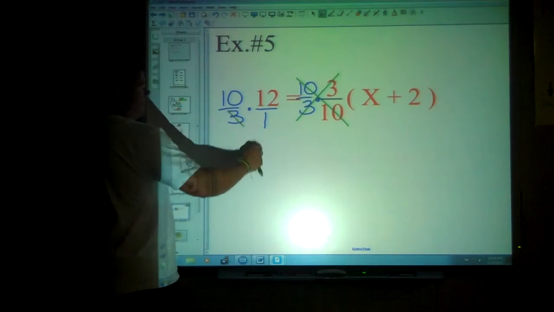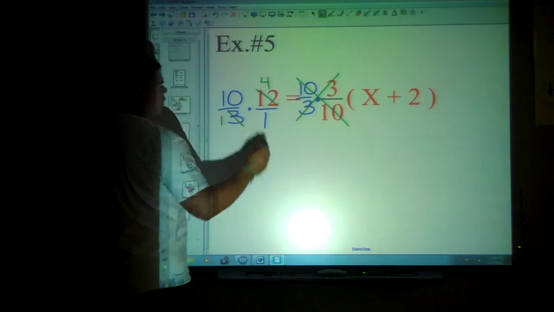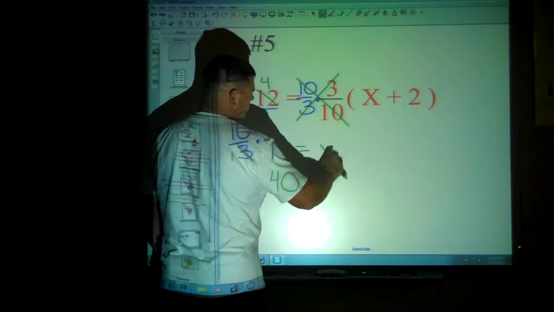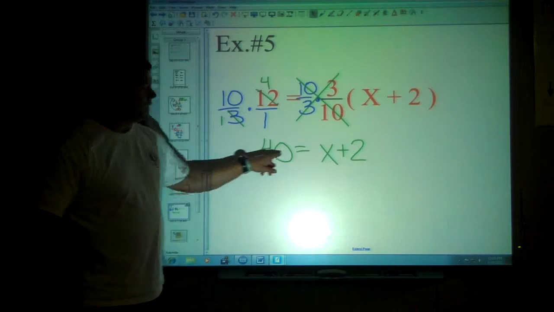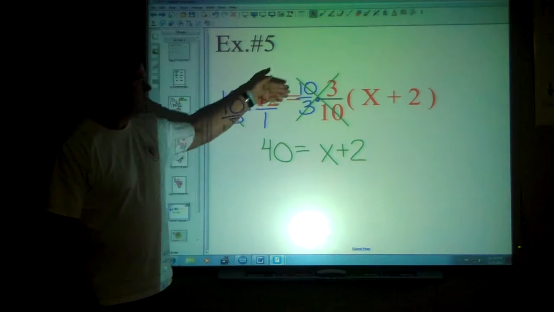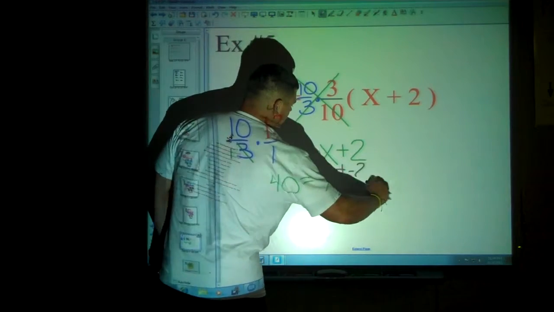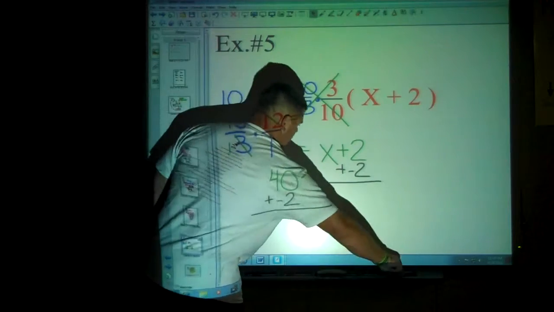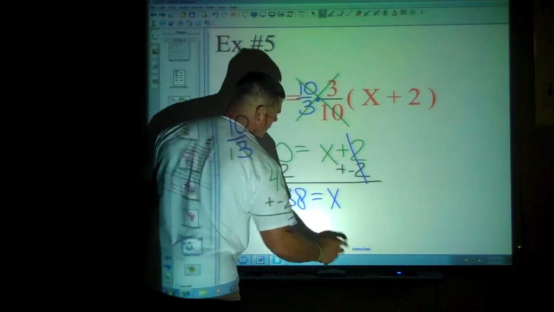And over here, 3 goes into itself and into 12 4 times. So 10 times 4 makes 40. And I have 40 equals, all that's left on the other side is x plus 2. Now it's a really easy one-step equation because I multiplied by the reciprocal to get rid of that fraction. Add negative 2, add negative 2, and I end up with 38 is equal to x.